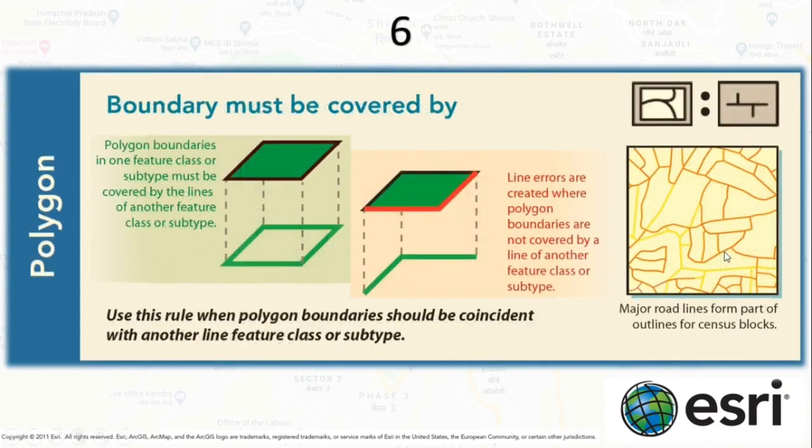Next is boundary must be covered by. It requires that boundaries of polygon feature must be covered by line in another feature class. This rule is used when area features need to have line features that mark the boundaries of the areas. This is usually when the areas have one set of attribute and their boundaries have other attributes.